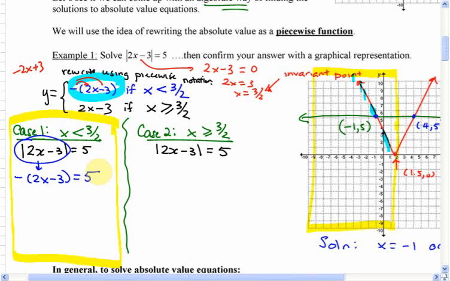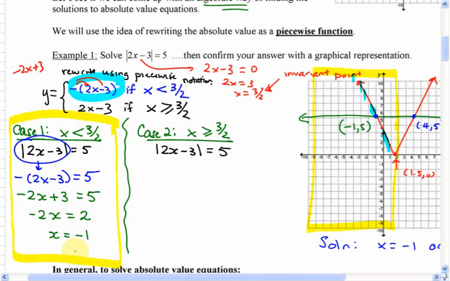Go ahead and solve this now. This is just really elementary algebra, isn't it? Go ahead, please. Negative 2x plus 3 equals 5. We'll subtract 3 on both sides. Negative 2x equals 2. What's x? Negative 1. Look at that. Negative 1.